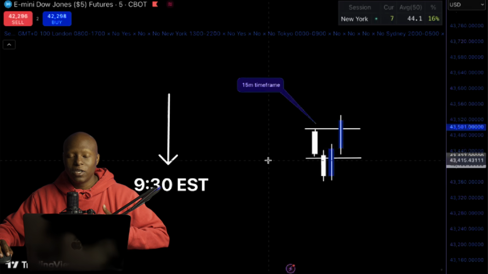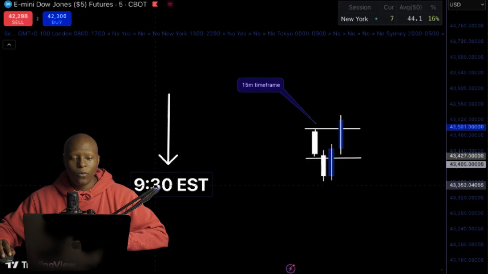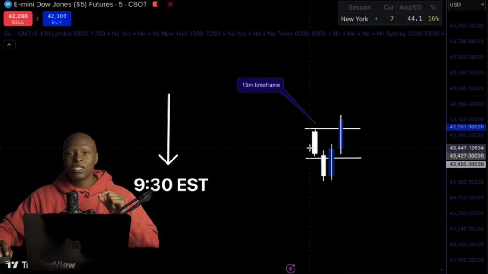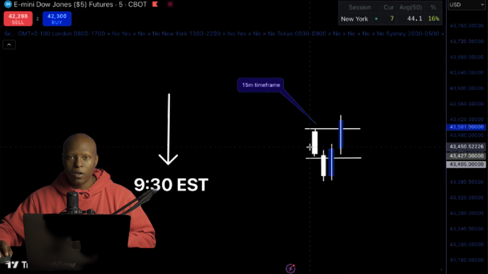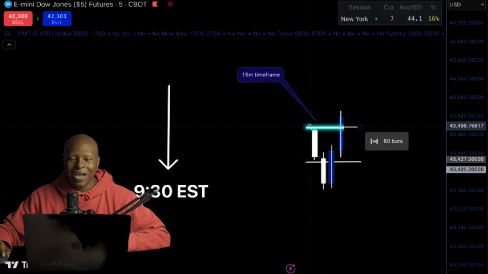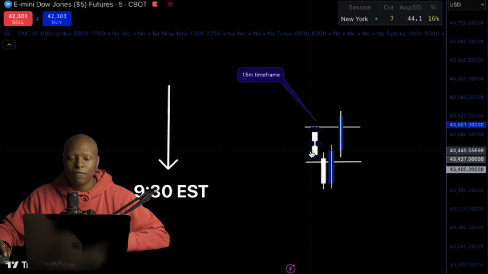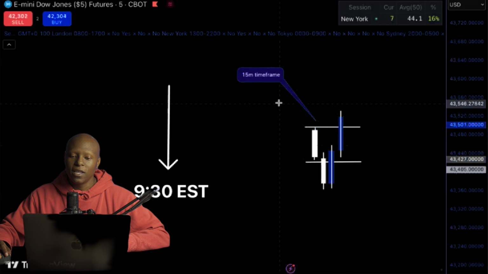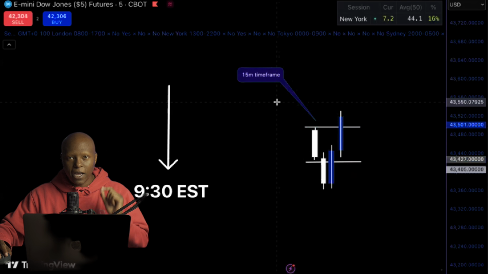Now, what we want to do when we dial down to this 15-minute time frame and we wait for 9:30, we want to see our opening range break for the 15-minute. So essentially what we want to do is mark out the high and the low of the 9:30 15-minute candle. Right? And then we want to wait for a break out of this range.